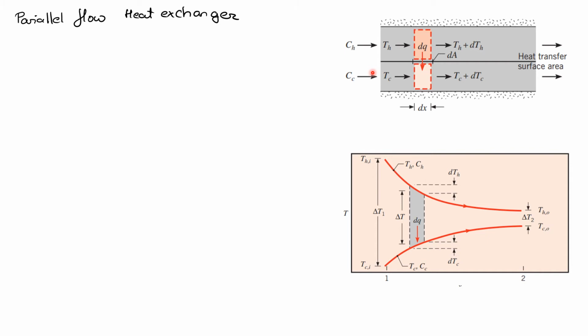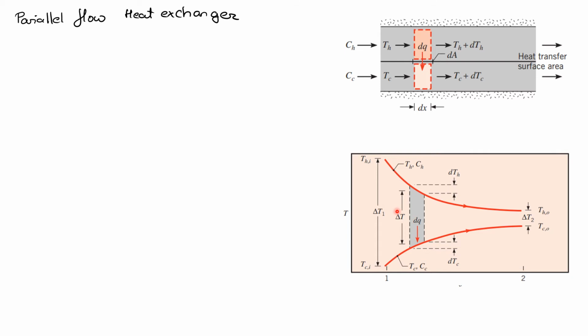So what happens is that at the inlet there's a temperature difference between the hot fluid and the cold fluid. The hot fluid is extremely hot at temperature Thi, and the cold fluid is extremely cold at temperature Tci, and the temperature difference between them is denoted by delta T1. Similarly, at the outlet, the hot fluid has lost some heat and its temperature has lowered to Tho, where o stands for outlet, and the cold fluid has gained some heat and is at a temperature of Tco, and the temperature difference at the outlet is now delta T2, which is Tho minus Tco.